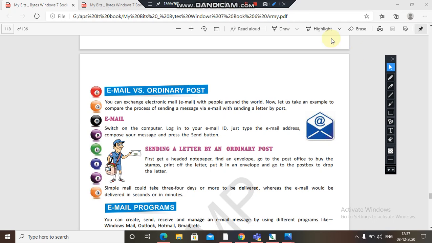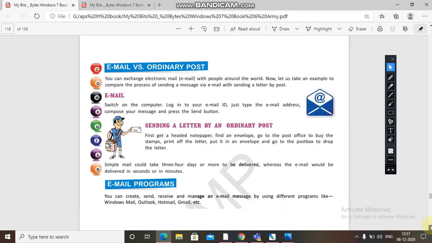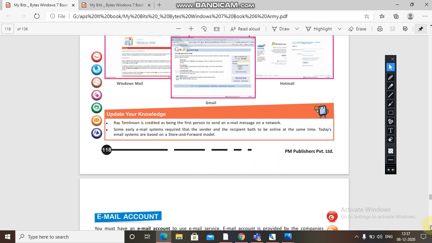Now, email programs. If you see different email programs, there are companies who are providing you the email addresses. Email programs are Windows Mail, Gmail, Hotmail. Okay.